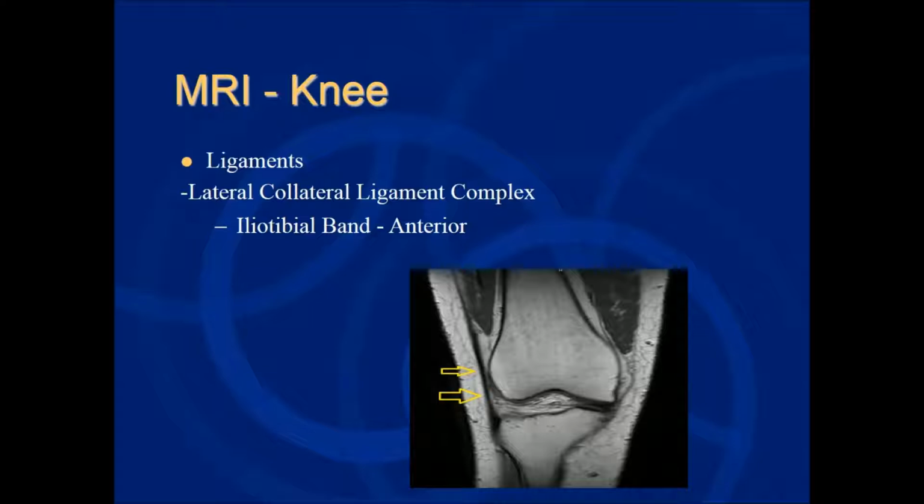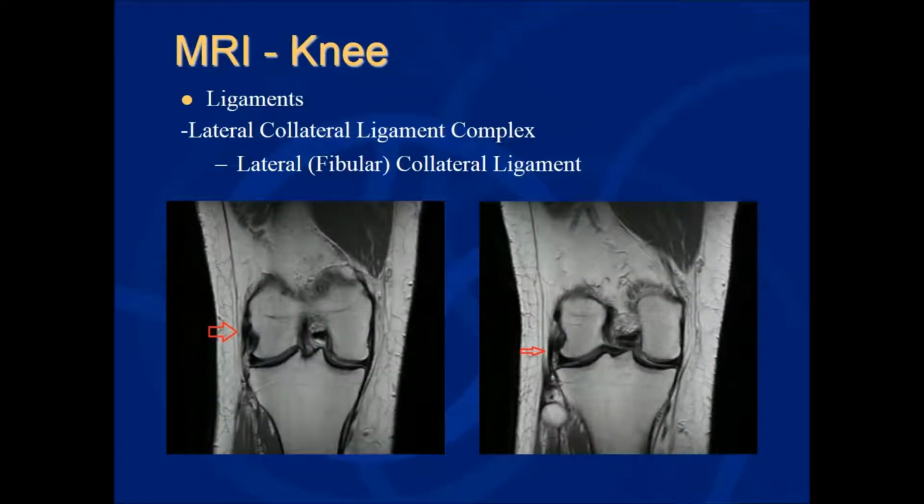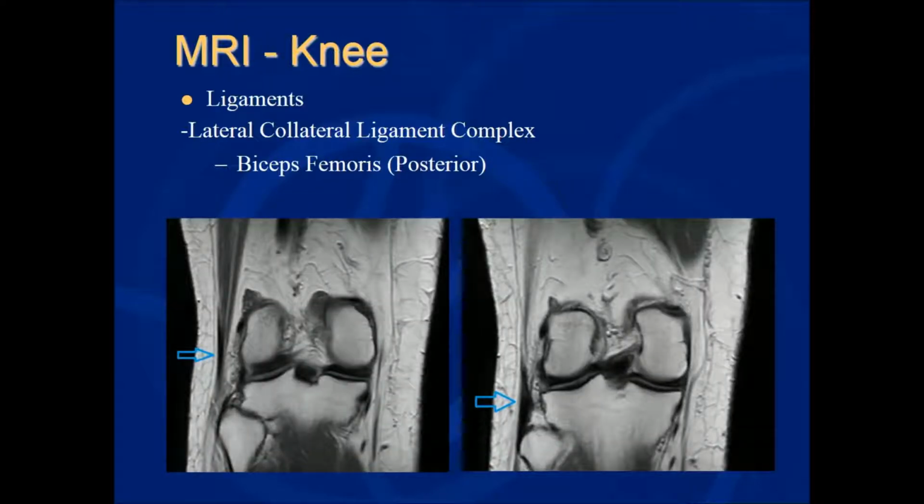Along the lateral aspect of the knee, we have the lateral collateral ligament complex. Going from anterior to posterior, we have the iliotibial band, which inserts on the tibia. We have the fibular collateral ligament, which inserts on the fibular head. And we have the biceps femoris, which also inserts on the fibular head.